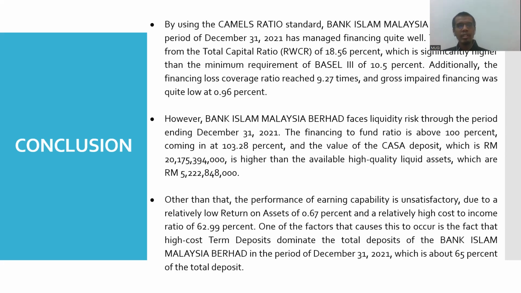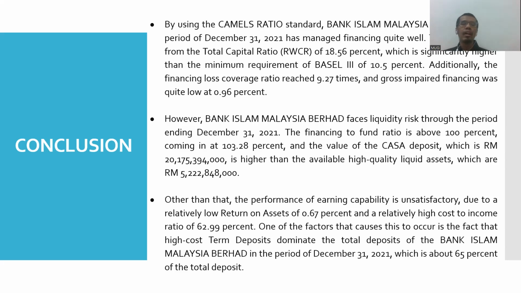And the second conclusion is that, however, the Bank Islam Malaysia Berhad faced liquidity risk through the period ending December 31st, 2021. The financing to fund ratio is above 100%, coming in at 103.28%, and the value of the CASA deposit, from the financial statement, is 20.1 billion ringgit Malaysia, which is higher than the available high quality liquid asset, which is only 5.2 billion ringgit Malaysia.